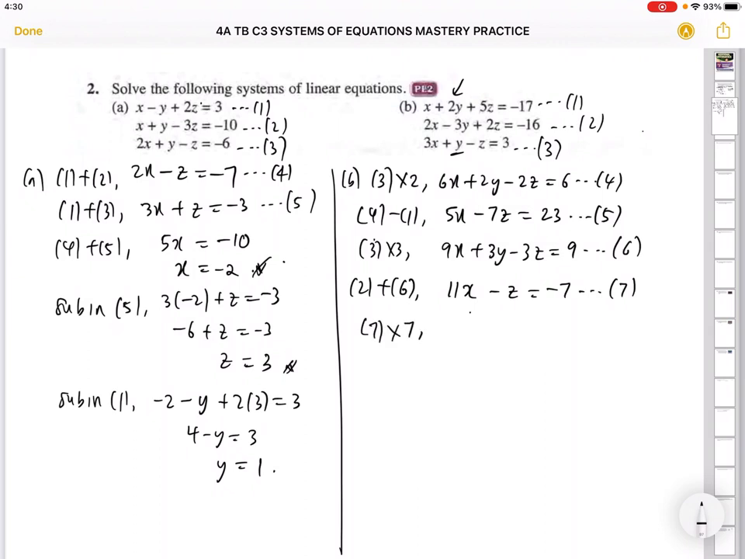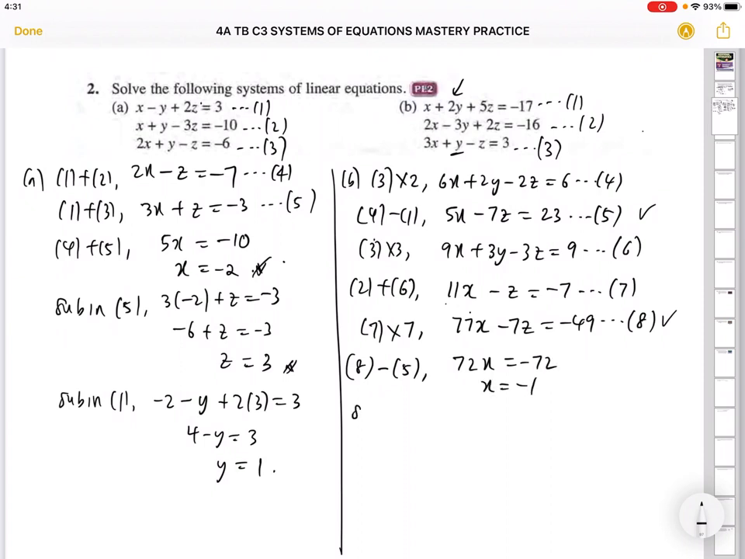So equation 7 times 7, so 11x times 7 is 77. This is 7z, 7 times 7, 49. There's a negative here, equation number 8. So now I want you to look at equation number 5, equation 8 now. They have the same coefficient of z now, which is negative 7. I'm going to take equation 8 minus equation 5, 77 minus 5, which is 72, minus 7z plus minus 7z cancel out, minus 49 minus 23 is minus 72, x is negative 1.